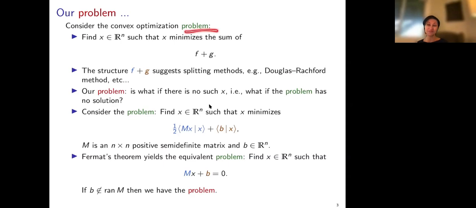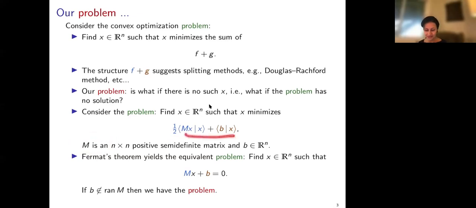Now, the green problem of finding the x is not our problem. Our problem is, what if such an x does not exist? What if this problem does not have a solution? So here is an example. We minimize the sum of a quadratic plus a linear function. And this is convex when we assume M is positive semi-definite.